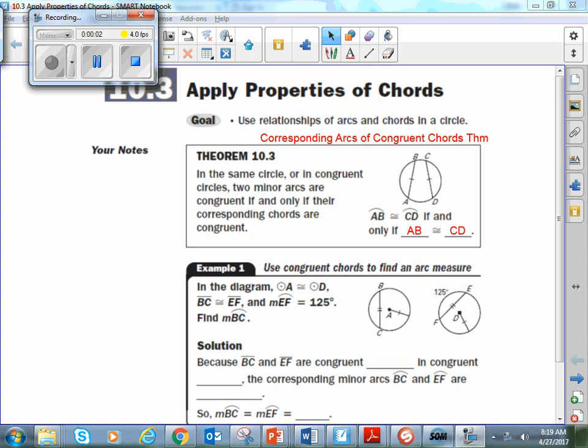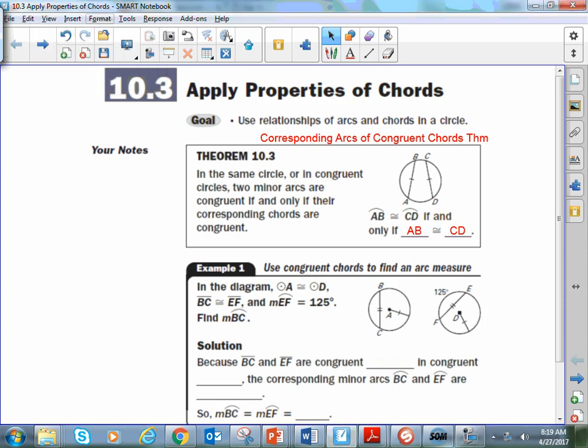Hey guys, this is Mr. Piercy, and what we're going to be looking at today are some properties of chords inside of a circle. We're going to be looking at how chords and the measurements of their intercepted arcs relate, and how far apart they are from the center of the circle. Let's go ahead and get into it.